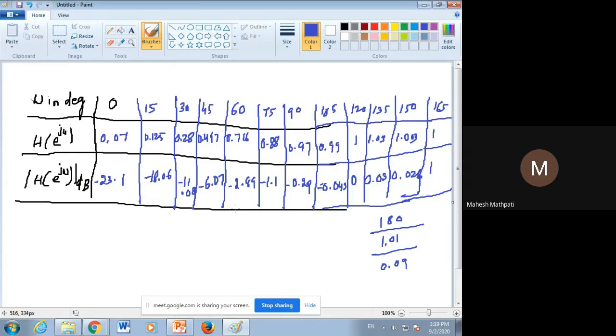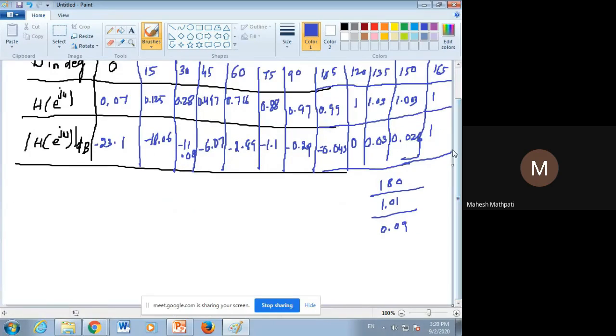Hope you all have understood this. Any confusion here? Any confusion in calculating this table? Yes? Can I move to the next part?